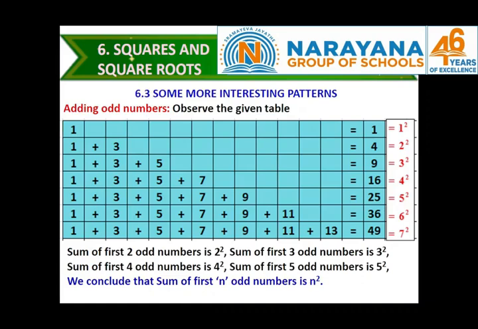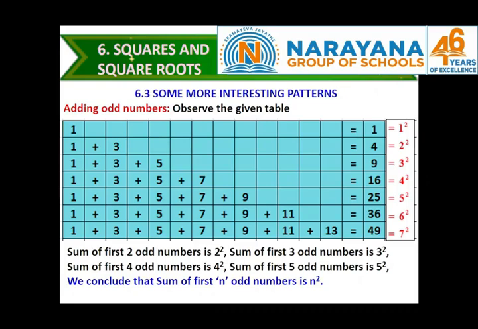So, the first odd number is 1. Is it a perfect square or not? Yes. The second odd number is 3. By adding, 1 plus 3 is equal to 4. Is it a 2 square? Yes. So, it is also a perfect square. By taking 3 odd numbers, 1, 3, 5, 1 plus 3 plus 5 is equal to 9, which is also equal to 3 square. So, the sum of the first consecutive odd numbers is always a perfect square.